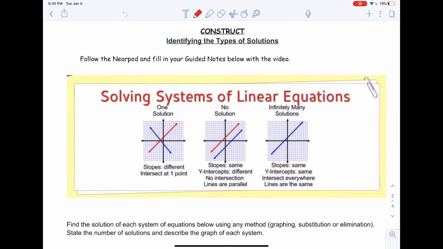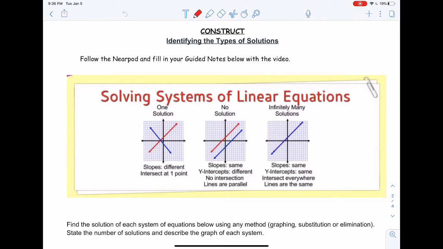Hi everyone! Today's lesson is about identifying the types of solutions. Let's go over solving systems of linear equations when there is one solution, no solution, and infinitely many solutions.